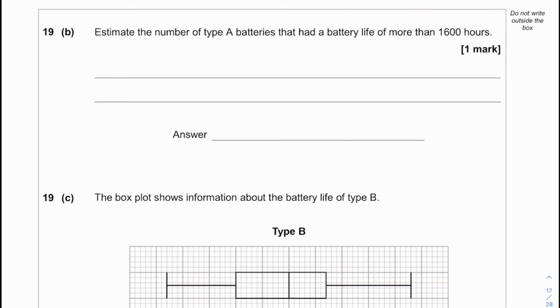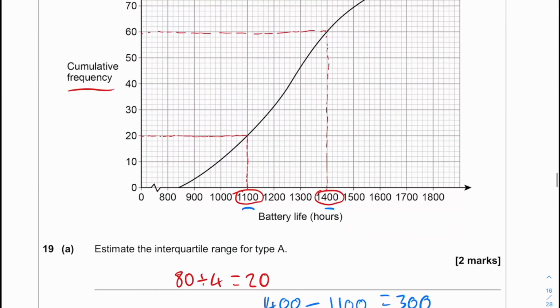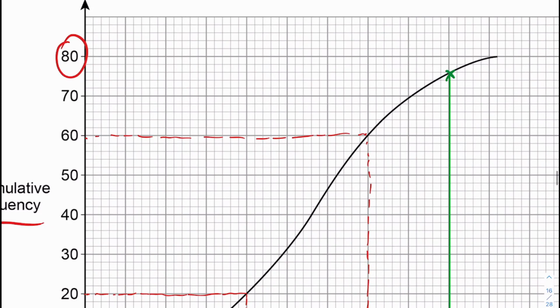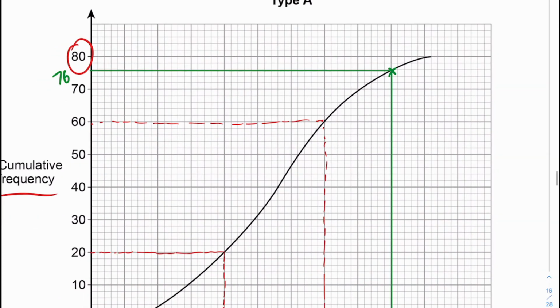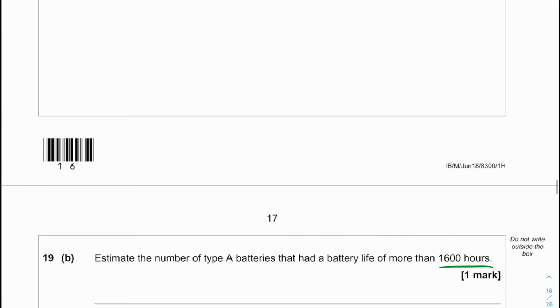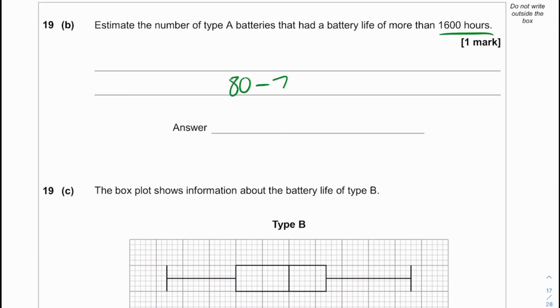Question 19b, we need to estimate the number of type A batteries that had a battery life of more than 1600 hours. So if we go to 1600 hours on our diagram, which is here, and if we do a straight line going up from 1600, we get to this point on our graph, and if we then go across from this point to find the frequency, we get roughly 76, but remember this doesn't mean 76 batteries, because it's all the data above this line. So really it's our 80 take away 76, which is equal to 4, so the answer is 4 batteries.